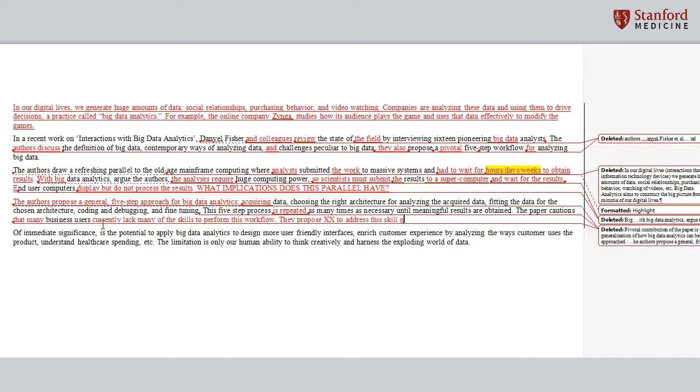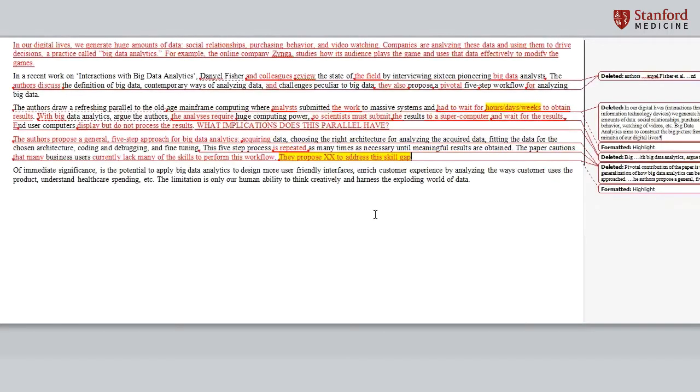I'm assuming that the authors of this review paper maybe said something about how we might go about addressing that skill gap. So I might suggest that the authors add something in there. They propose something to address this skill gap. What did they propose to address this skill gap?